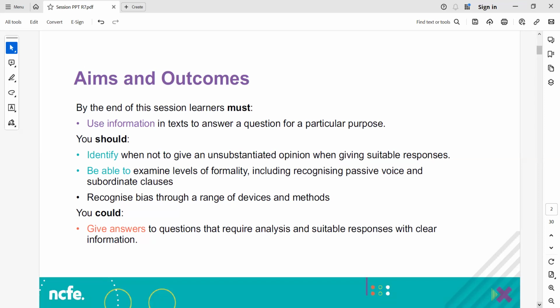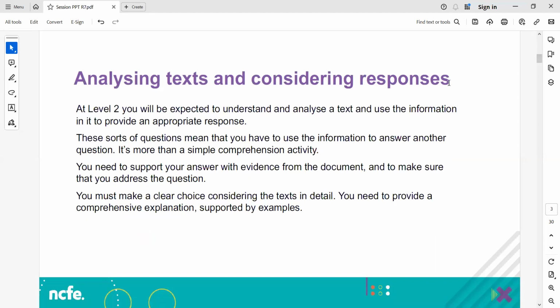You should recognise bias through a range of devices and methods, and you could give answers to questions that require analysis and suitable responses with clear information. So, analysing texts and considering your responses. At level 2, you will be expected to understand and analyse a text and use the information in it to provide an appropriate response.